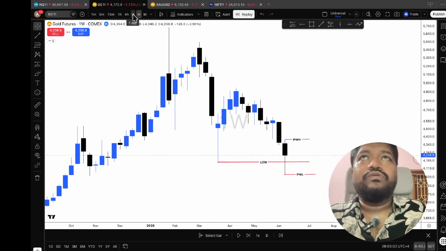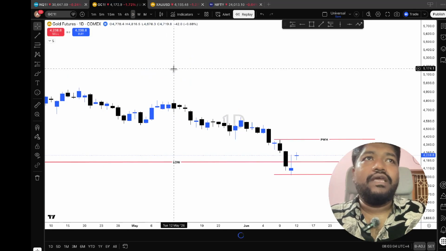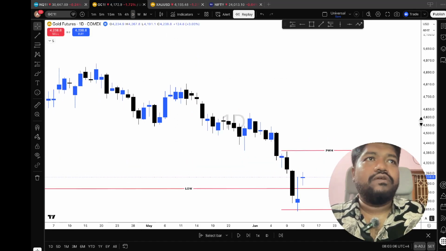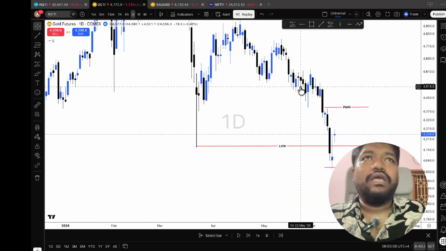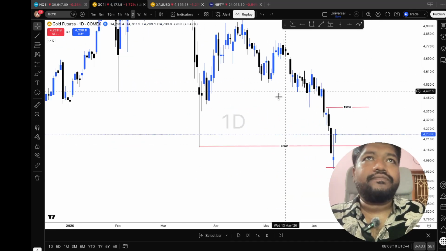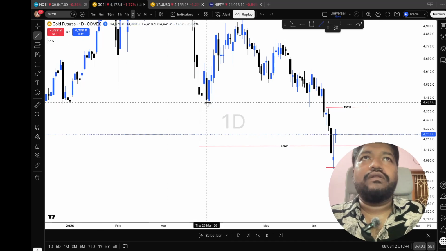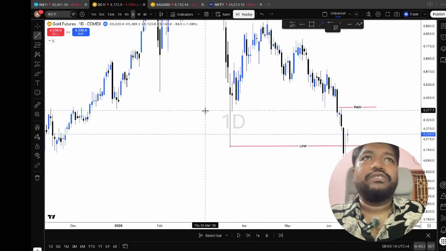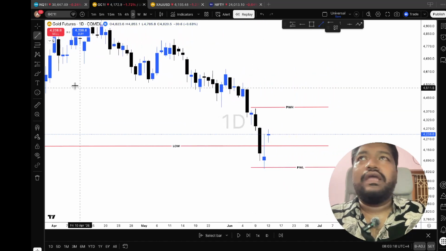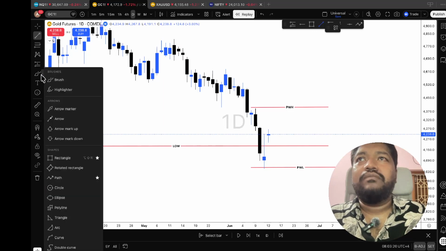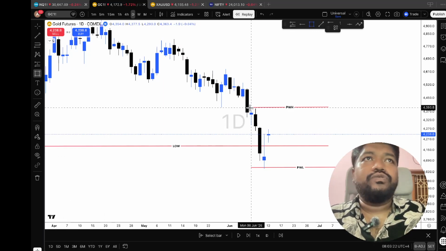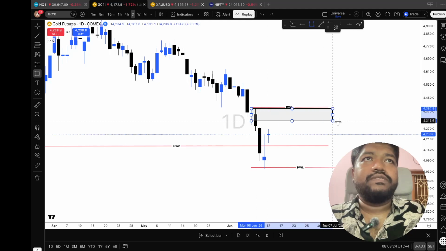So if I go to my daily basis, let's understand what is happening in the daily. On the daily, you can see my last low was broken. This is my futures chart, a little bit different. The last low was broken over here, and this is basically my external zone.